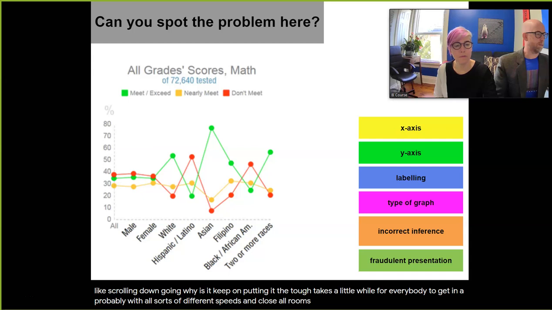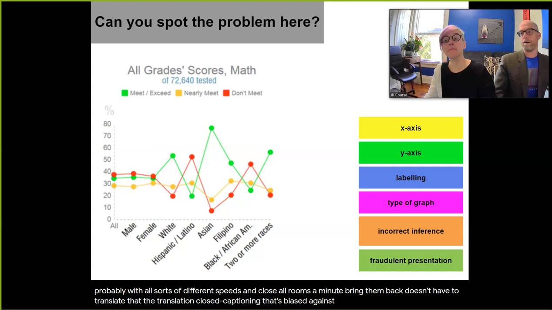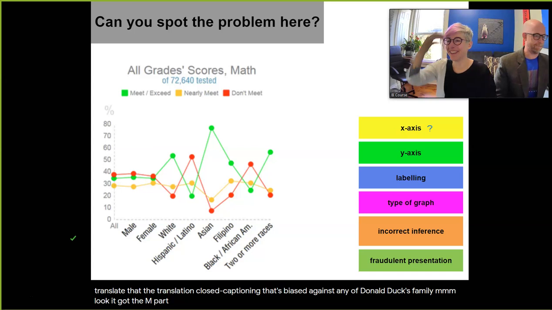All rooms. Give them 1 minute. Bring them back. Doesn't know how to translate that. So this is a translation closed caption that's biased against any of Donald Duck's family. Mm-hmm. Oh, look! It got the M part. All right. Okay.